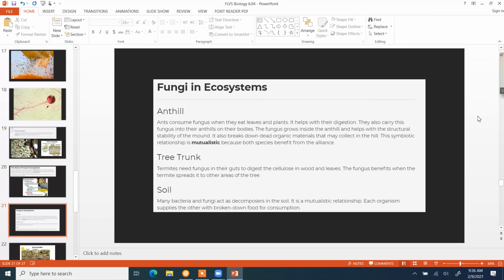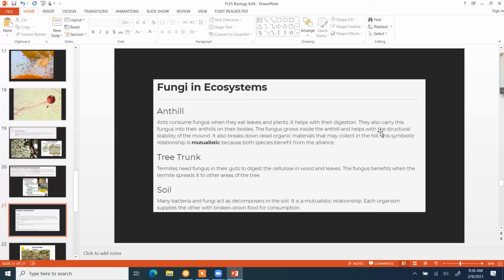So the mound is made of sand, so it could easily collapse, but the fungi that start to grow help to keep it more solid, instead of just turning it back into sand. And so that way the ants can live inside of the anthill and it doesn't just immediately collapse.